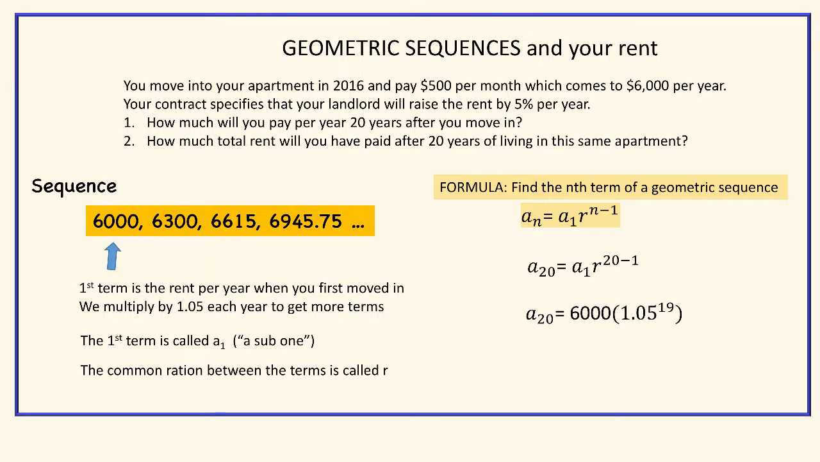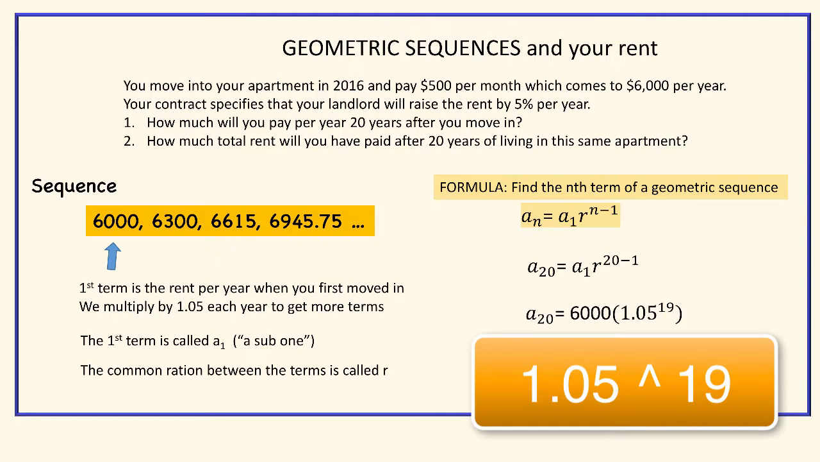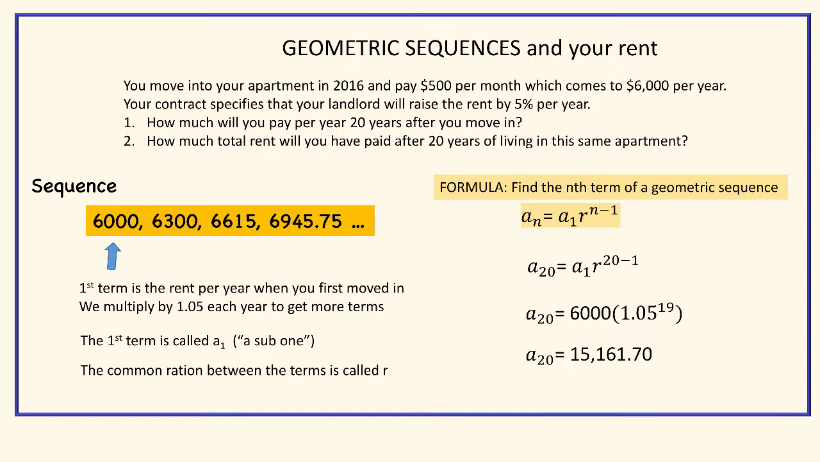Plug the numbers that we're using in our problem into our formula. Thank goodness we have a calculator to use. Take 1.05 and raise that to the 19th power. So generally on most calculators, scientific calculators or graphing calculators, you would type in the 1.05 and then there will be a symbol, a little caret, looks like a little hat. So you type that in and then type in the 19. At any rate, plug this all into your calculator and you come up with a whopping $15,161.70. So that is your rent in the 20th year of living in this apartment. Wow, I think I would move.